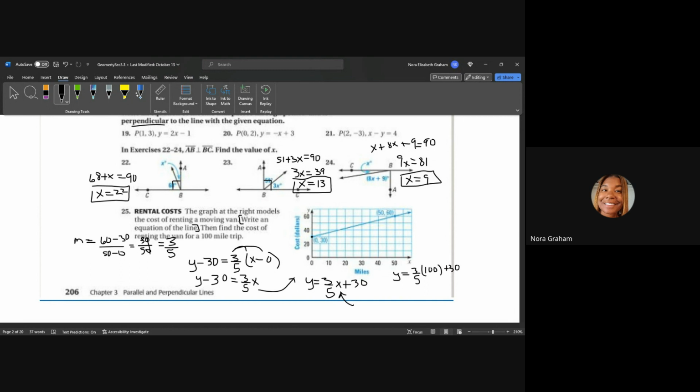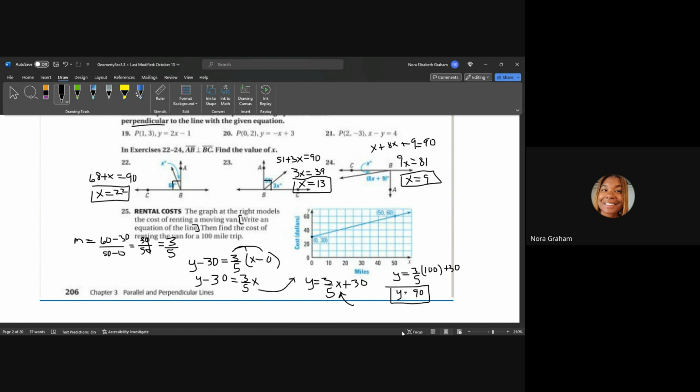I'm going to run out of time on this video, so I'm not going to solve this all the way out. If I multiply 3 over 5 times 100, 3 times 100 is 300. 300 divided by 5, that's going to give me 90. Hold on, I'm having a brain fart right now. Sorry. 300 divided by 5 is 60. And then 60 plus 30 gives me 90. So the answer is, for a 100-mile trip, you would spend about $90.